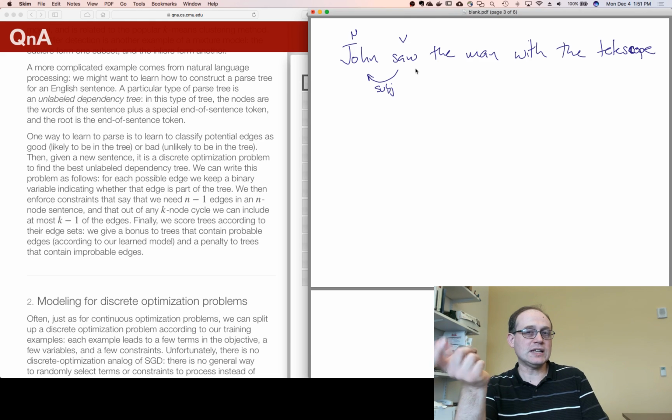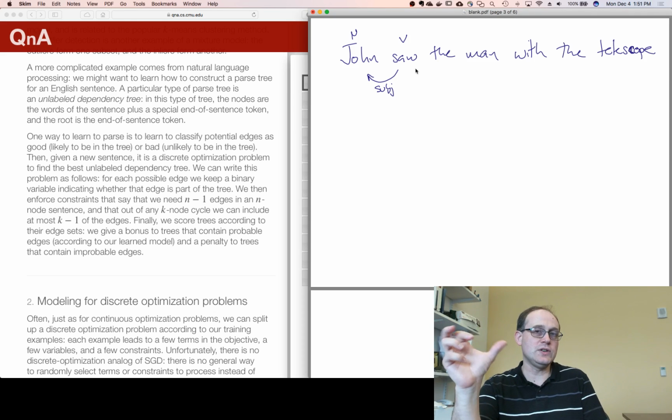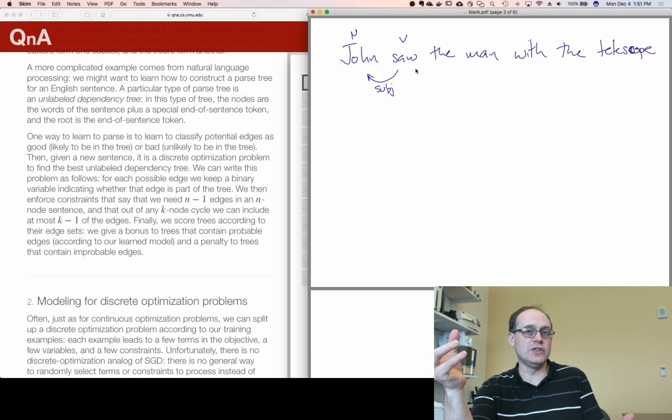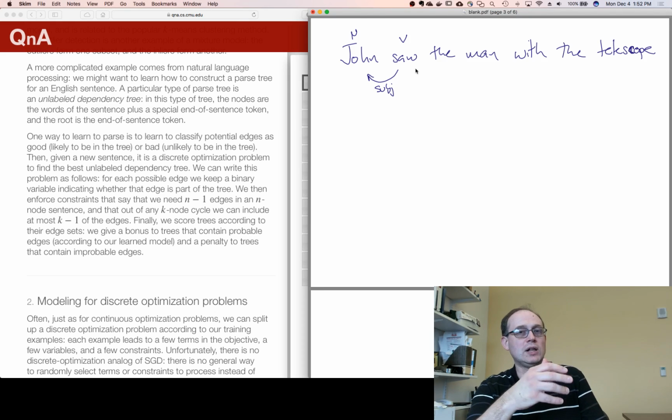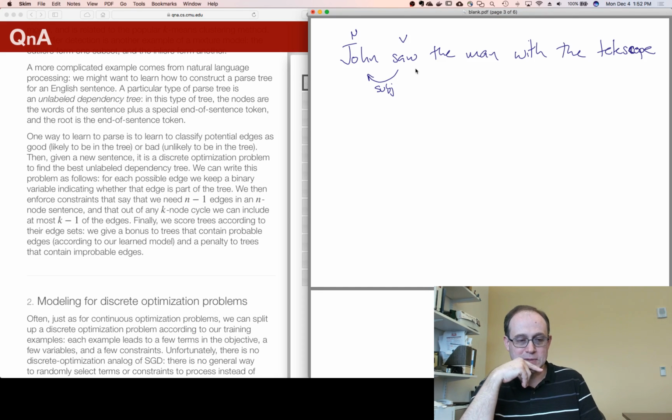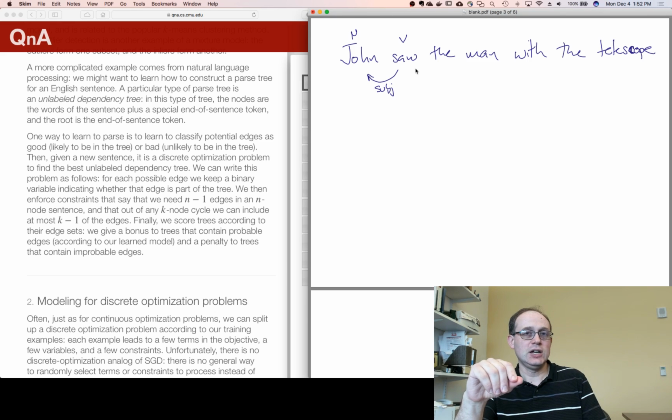And then once you've classified for each edge how much you think it seems like a likely edge, you would optimize over the discrete set of possible parse trees to find the parse tree that makes all of your local edge classifiers as happy as possible, that includes as many of the good edges as possible while excluding as many of the bad edges as possible. So that's actually a much more complicated optimization, but we can write it as follows. We would have one binary variable for each edge. The variable is 1 if the edge is included in the tree, and it's 0 if the edge is not included in the tree.